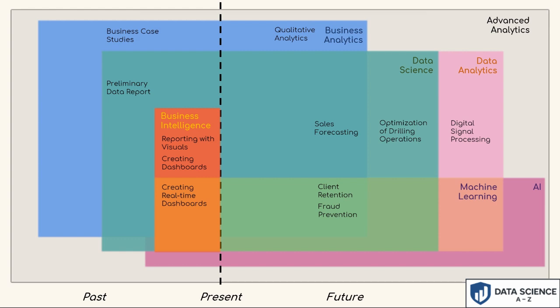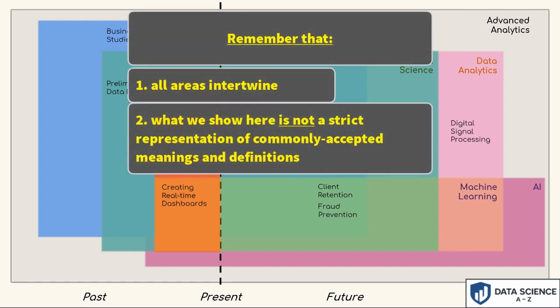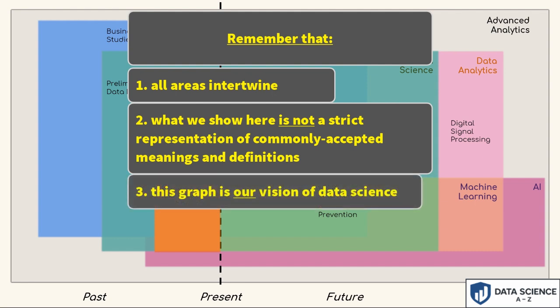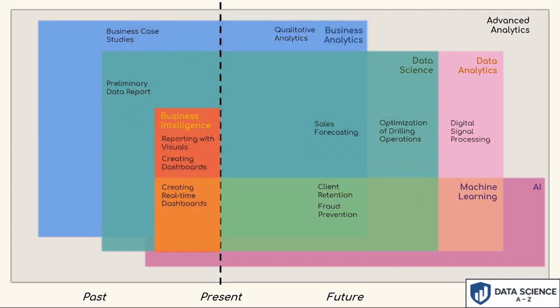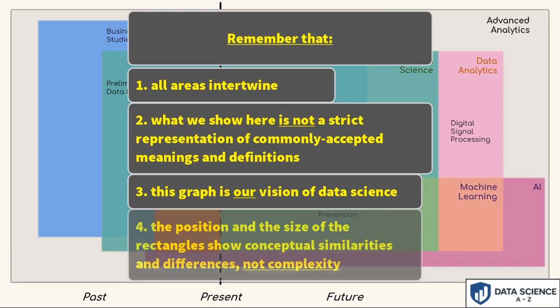Perfect! Remember that all areas intertwine, and what we show here is not a strict representation of commonly accepted meanings and definitions. It is all a matter of interpretation, and this graph is our vision of data science. The locations of some of the components in the diagram are somewhat controversial. However, we believe this is a very comprehensive depiction of what these disciplines are about and how they overlap. Before we wrap up, the position and the size of the rectangles show conceptual similarities and differences, not complexity.